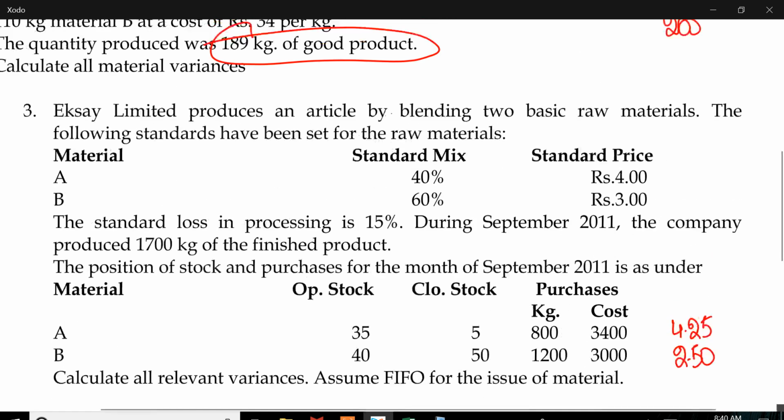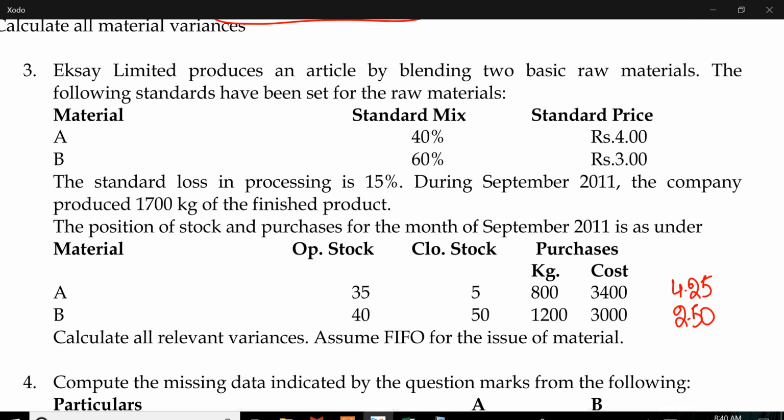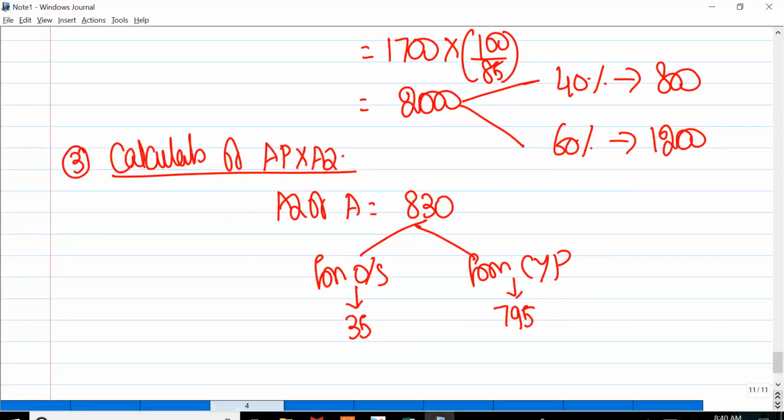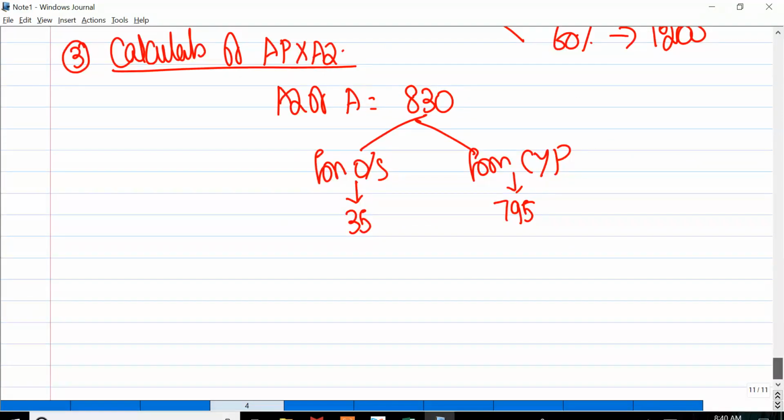How could this price of 4 and 3 have been fixed by the companies? In last year they purchased at 4 rupees and 3 rupees, and that is how the price is fixed at 4 and 3. So for the opening stock you will have to multiply with 4 rupees. Why 4 rupees? Because this was purchased at 4 rupees and is there in the opening stock.